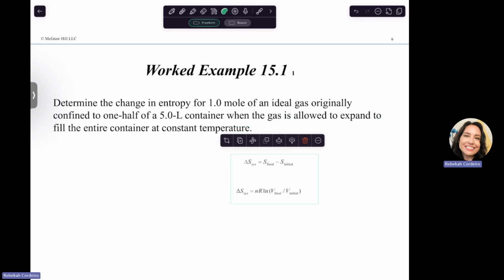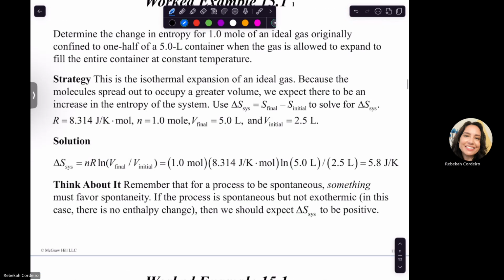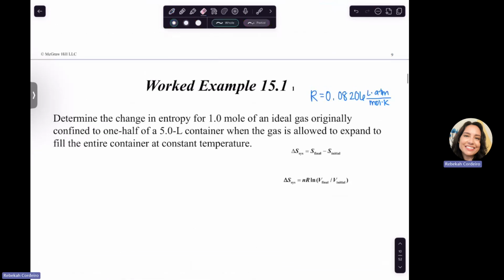So we need to think about this problem. What is the change in entropy for 1 mole of an ideal gas originally confined to 1/2 of a 5-liter container where the gas is allowed to expand to fill the entire container at constant temperature? Your R here is going to be the one with the volume in it, 0.8206 liters times atmospheres over moles times Kelvin. Nope, sorry. R is going to be the joules because entropy is amount of energy. So 8.314 joules over moles Kelvin.